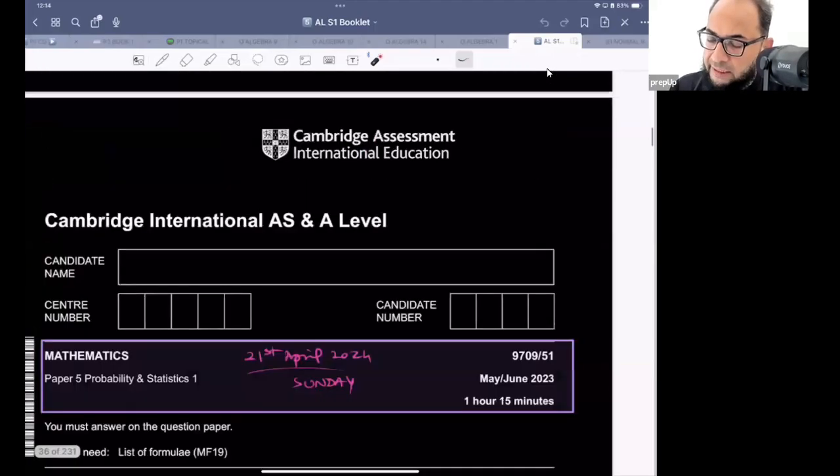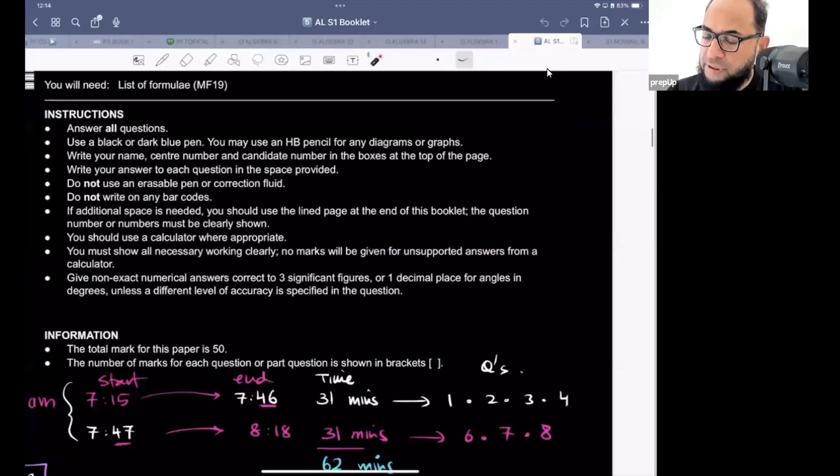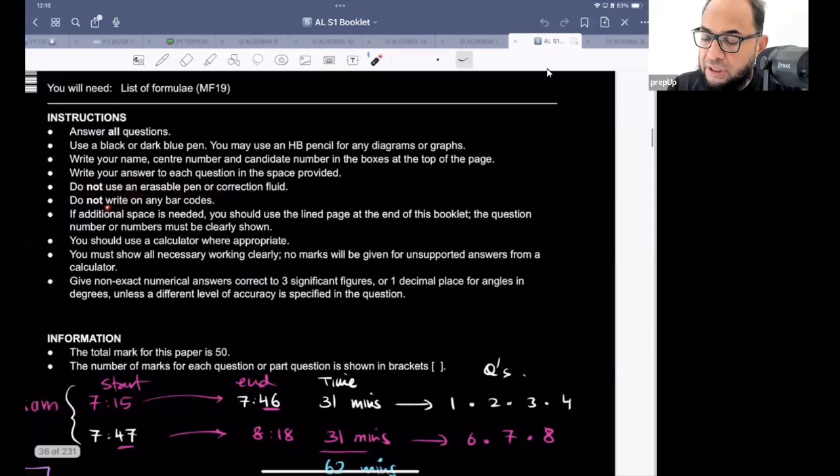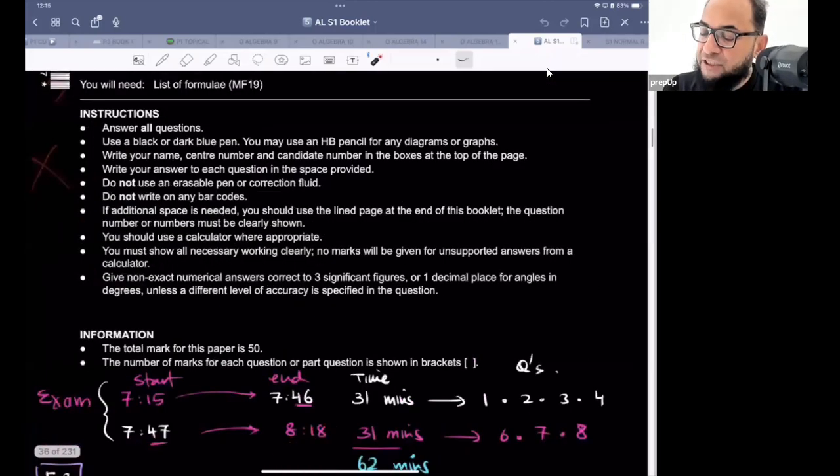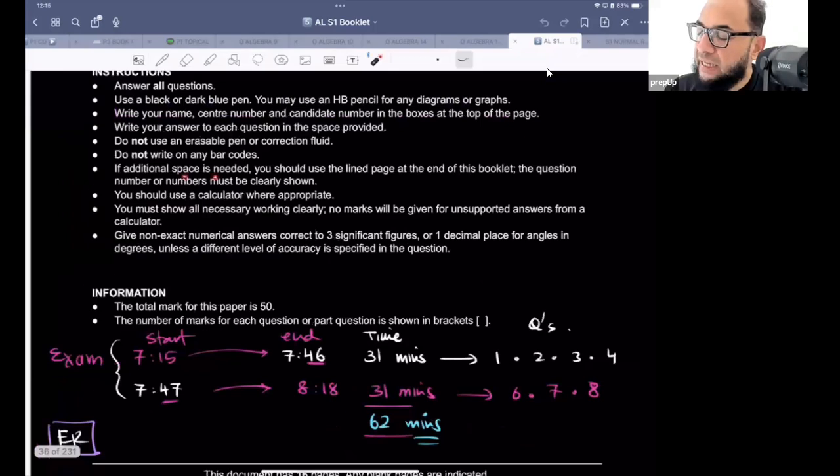What is the accuracy that they are talking about? Answer all questions, use this kind of pen, use this kind of pencil, and write your name and centre number in the candidate box. Write your answer to each question in the space provided. Do not use an erasable pen or correction fluid. Do not write on any barcode. No, don't do it. If additional space is needed, you should use the lined paper at the end of this booklet. The question number or numbers must be clearly shown.